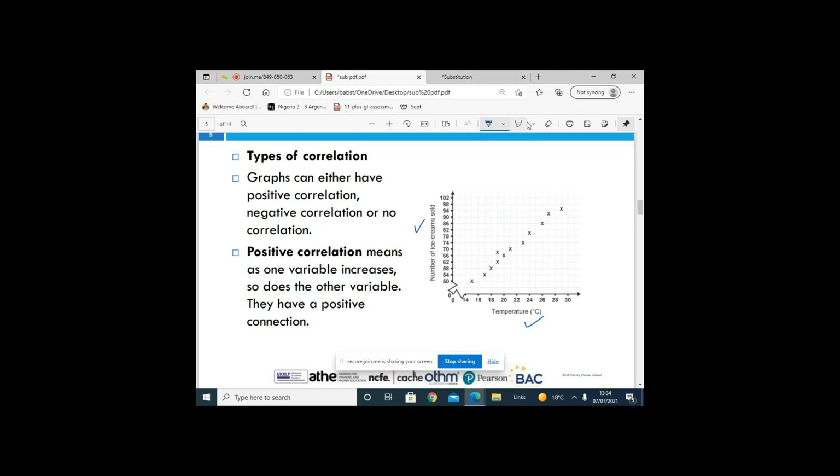Can I get an example of positive correlation? When one is increasing, the other is also increasing. Do you know anyone? Anything? Placidia, any suggestion?